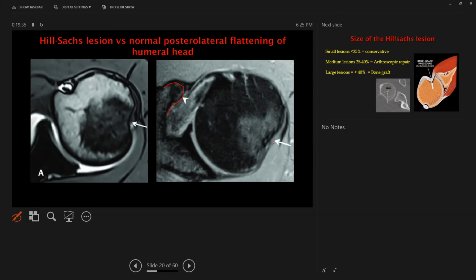So this is more distal and this is more superior, at the level of the coracoid. So always correlate with your coracoid where the Hill-Sachs lesion is.